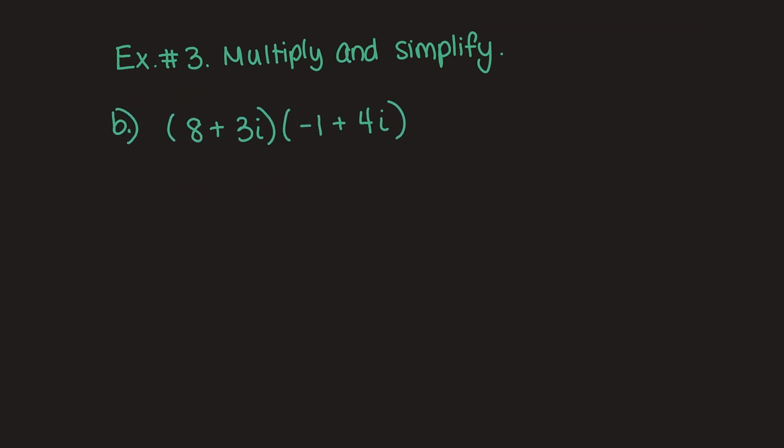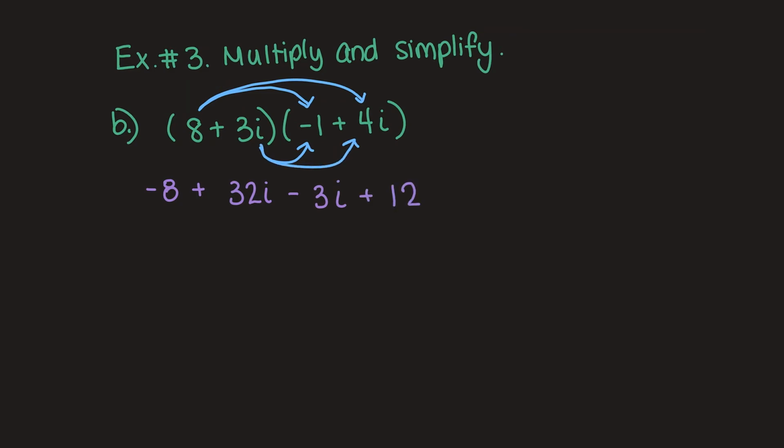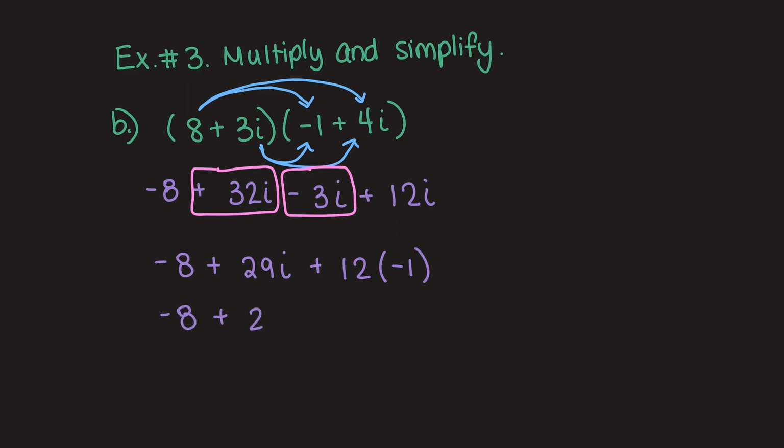For the next one, we need to distribute each term from the first binomial to each term in the second binomial. So we have -8 plus 32i minus 3i plus 12i squared. We can combine the imaginary parts and then replace i squared as -1, combine the real parts, and we get -20 plus 29i as our answer.